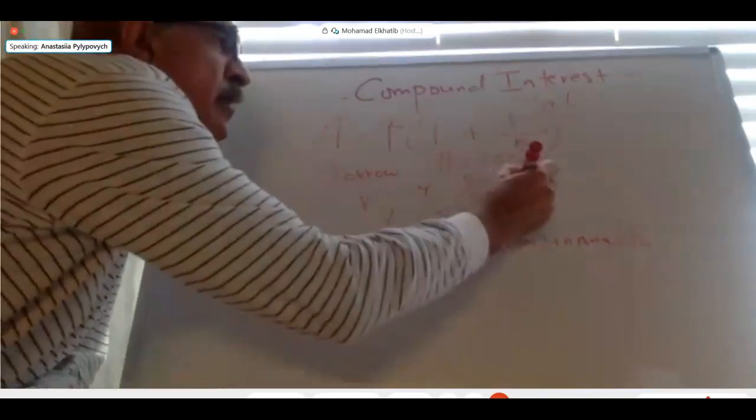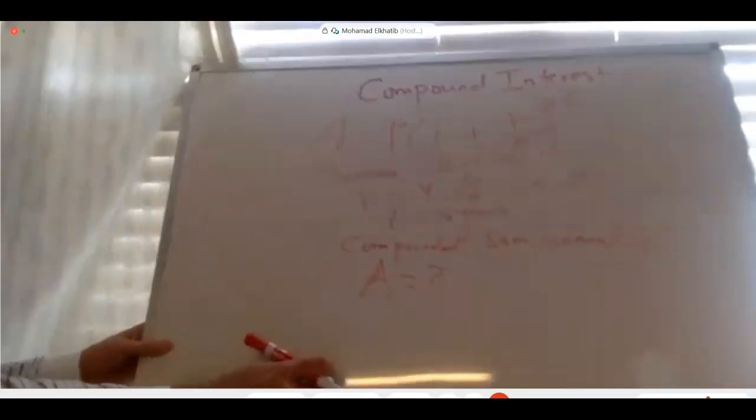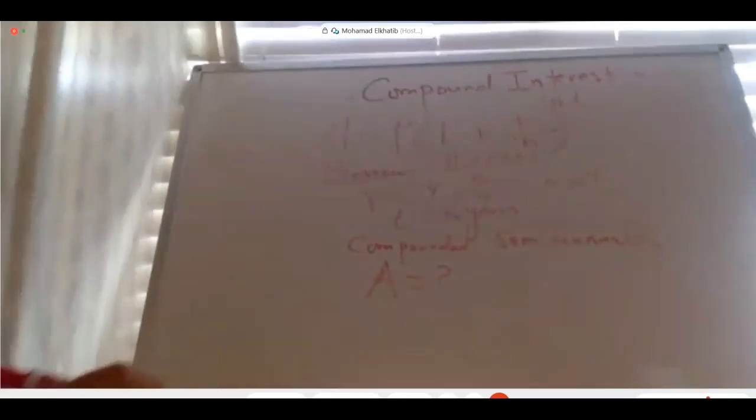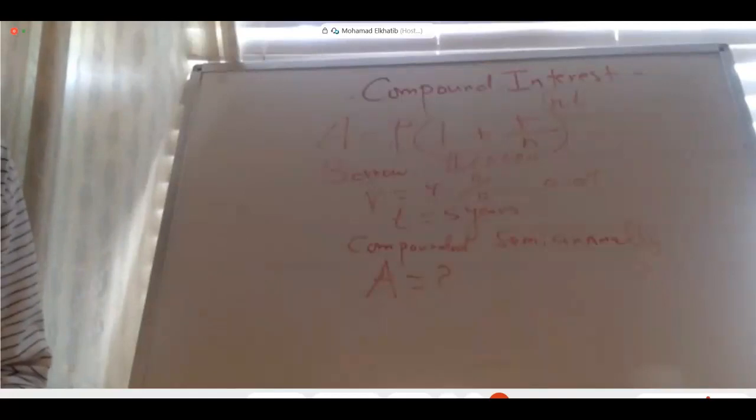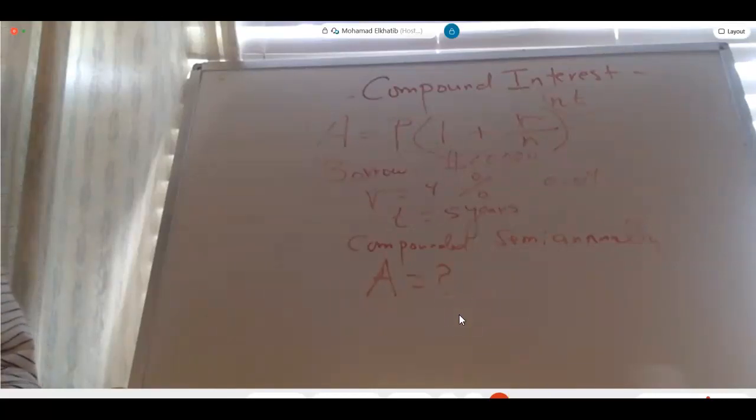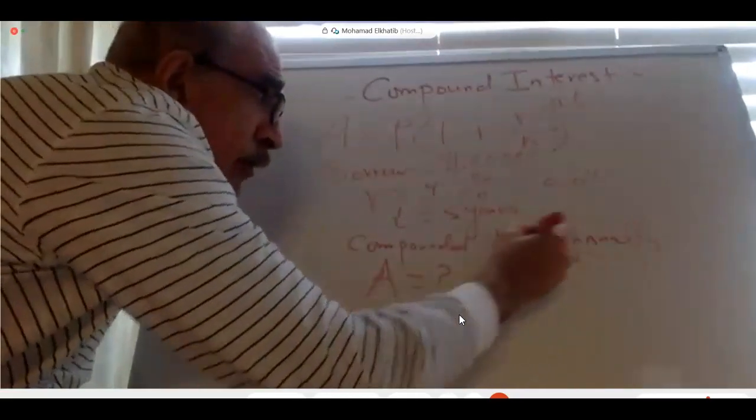Did you change 4% to a decimal first? Yes. Did you do that? Yeah. Compounded semi-annually, that means n is 2. Did you do that?